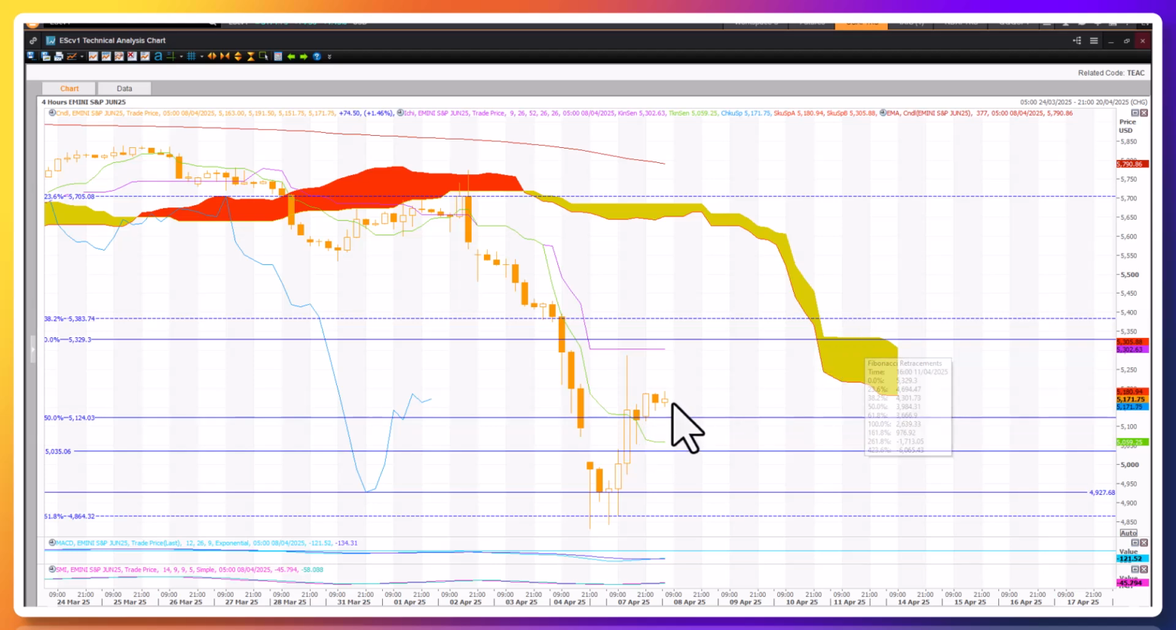So there's a scenario that we could pull back like this to the turning line of the Ichimoku cloud, then make another rally attempt at the standard line of the Ichimoku cloud, hit the bottom end of the cloud resistance, and then come back to test for support at 5,170. So that's kind of what we can expect going forward now, as long as this support zone holds.